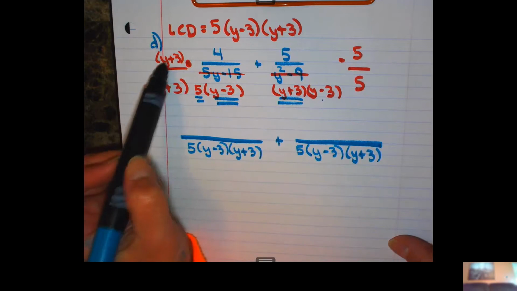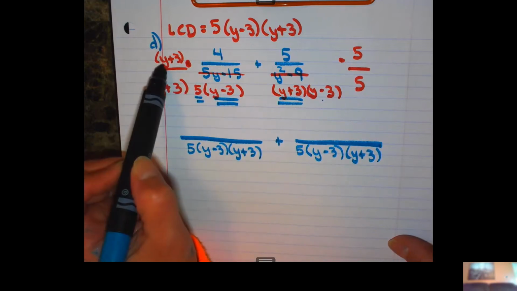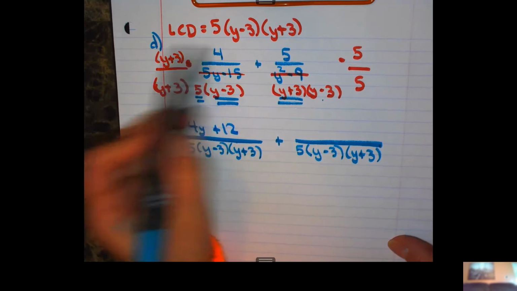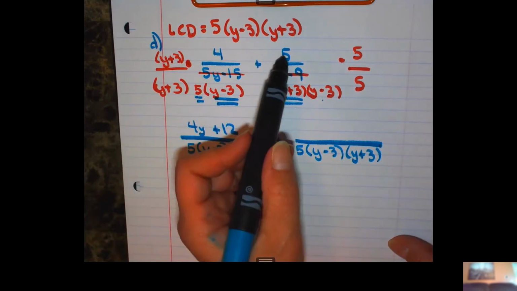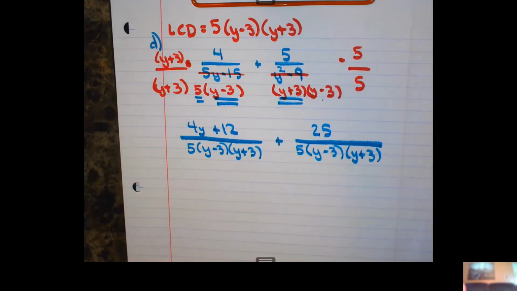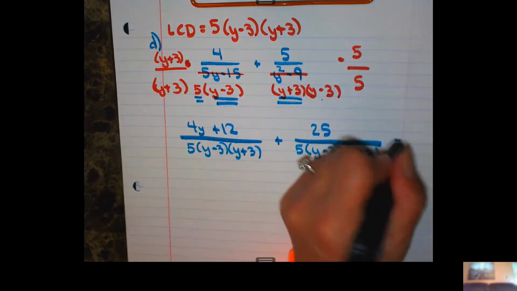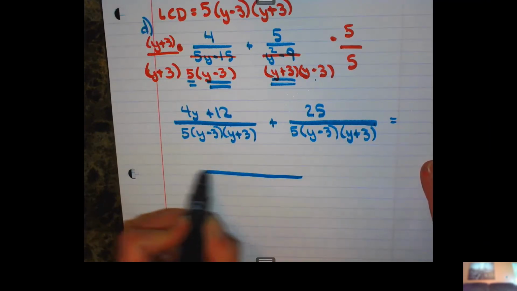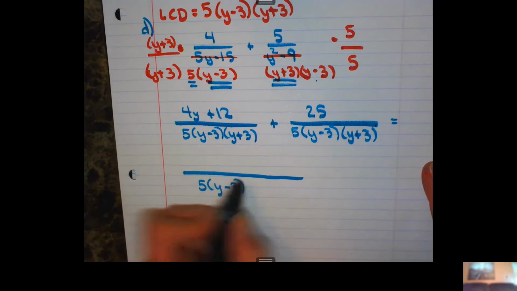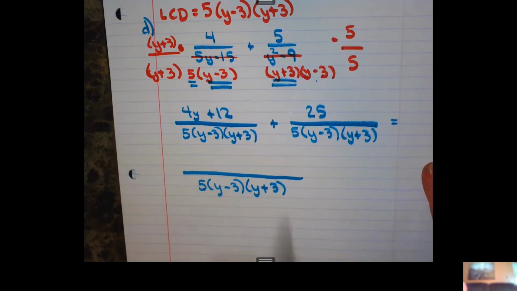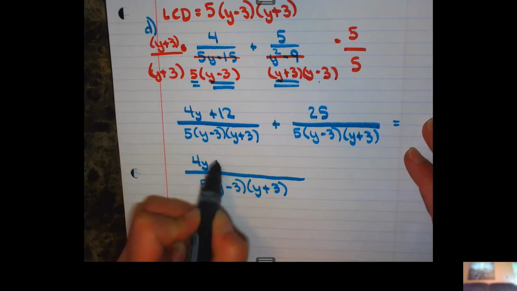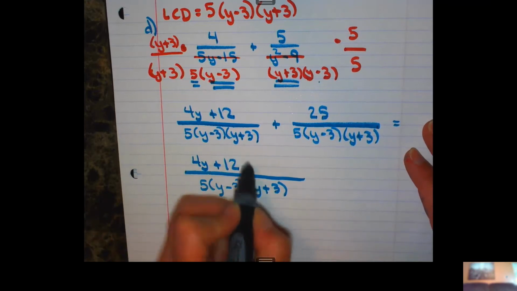So if we multiply this 4 by y plus 3, we have 4y plus 12. 4 times y and 4 times 3. Over here, all we have to do is multiply 5 times 5. That's 25. Next step is to make this all one fraction. So I'm going to take my denominator and bring it over. I keep the denominator the same. So 5 times y minus 3 times y plus 3. And now I'm going to bring down all these terms. So I have 4y plus 12 plus 25.